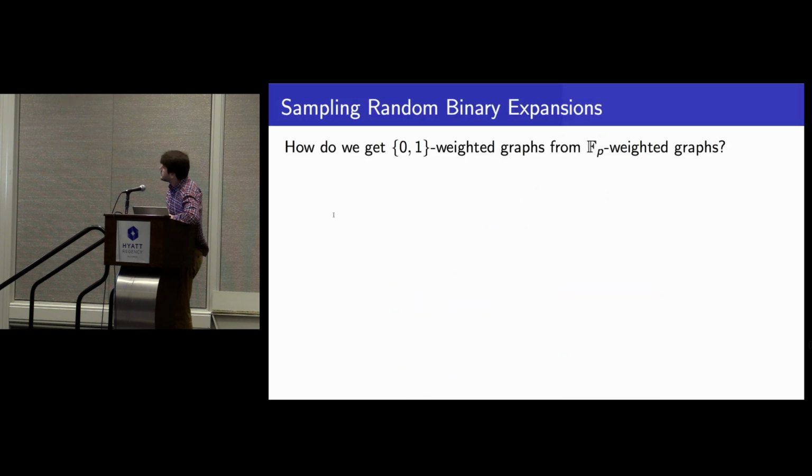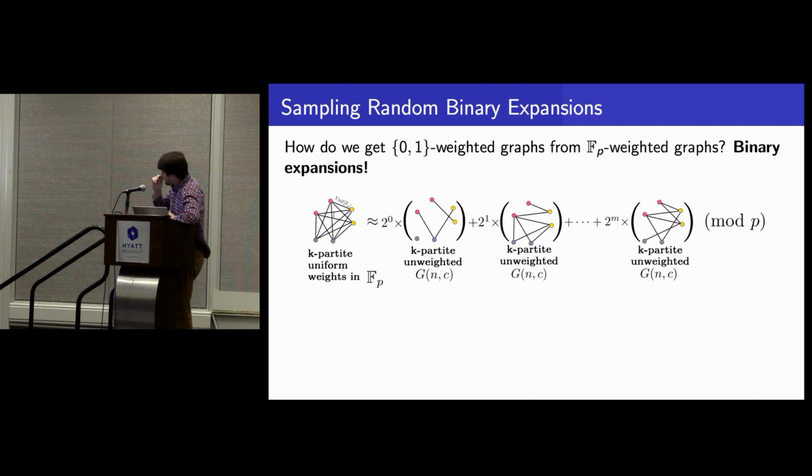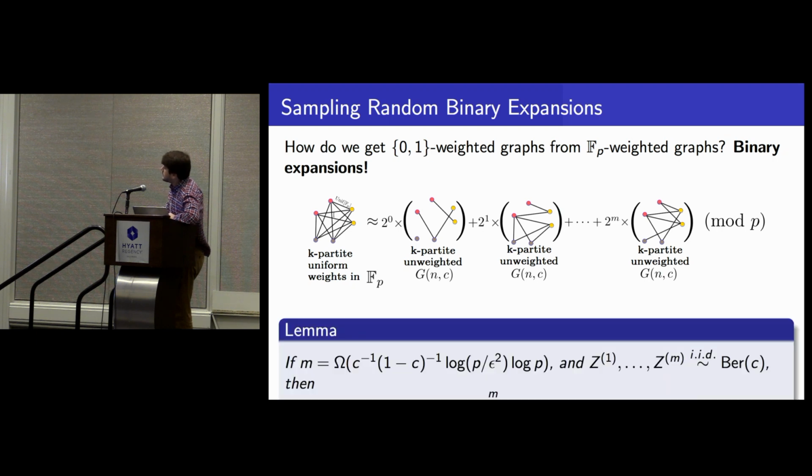But the issue still remains. How do we get unweighted graphs from the weighted random graphs that we reduce to with Lipton's trick? And the answer is, well, binary expansions. So given a k-partite graph with uniform weights over some finite field, we can just write it as the weighted sum of some Erdos-Renyi graphs.